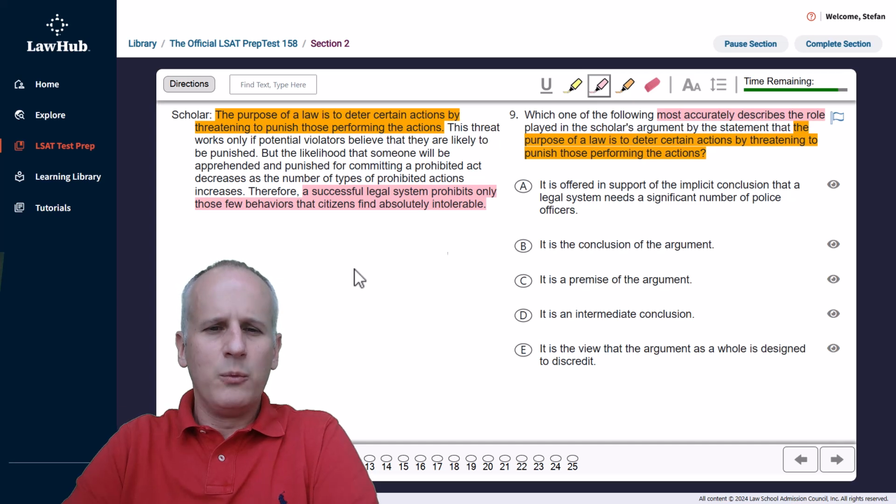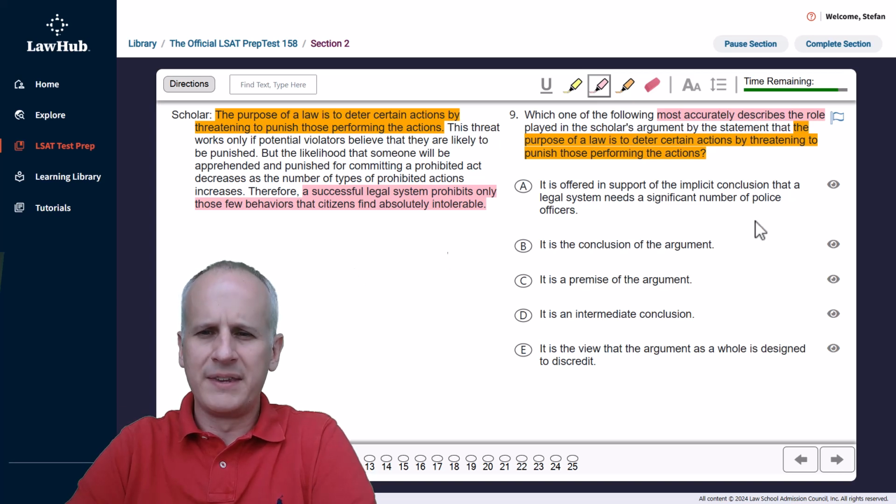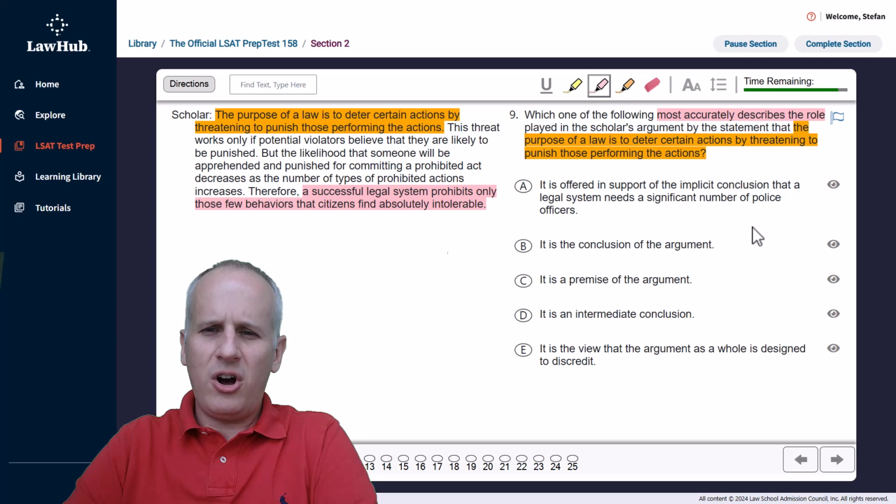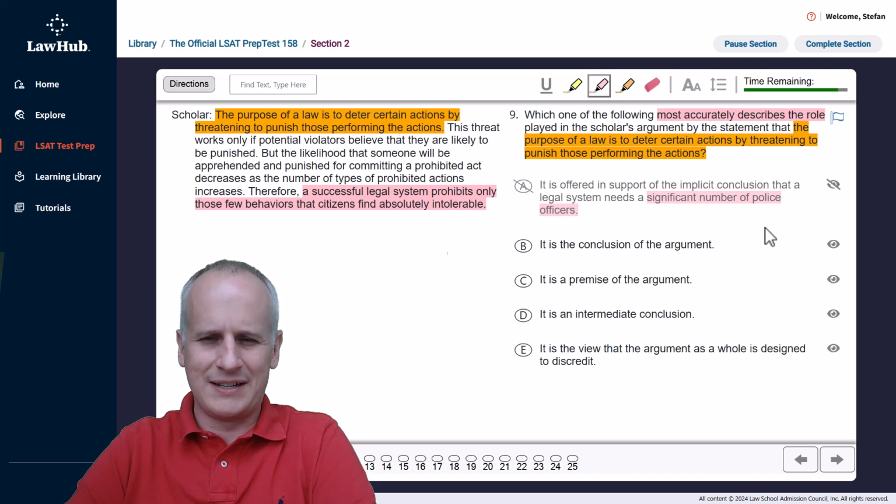So we're then going to go to our answer choices looking to find one that basically matches this idea that the orange highlight is presented as the beginning of the premise that leads to the pink conclusion. So starting with choice A, it is offered in support of the implicit conclusion that a legal system needs a significant number of police officers. Well, we didn't actually talk about the number of police officers whatsoever. So while you might get a little bit stuck with the implicit conclusion, don't worry about that aspect. It's the significant number of police officers that isn't presented at all.